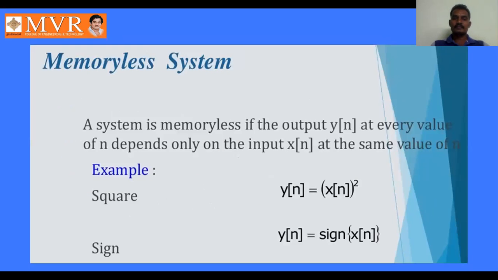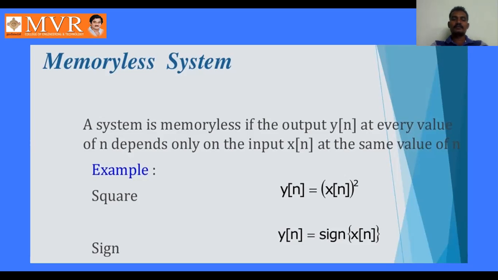Next, memoryless system. Memoryless system means it doesn't have any memory. A system is memoryless if the output y[n] at every value of n depends only on the input x[n] at the same value of n. For example, if we take the square function, y[n] is simply x[n] squared. x[n] is the input signal, y[n] is the output signal. Square function means it squares the input signal's value.